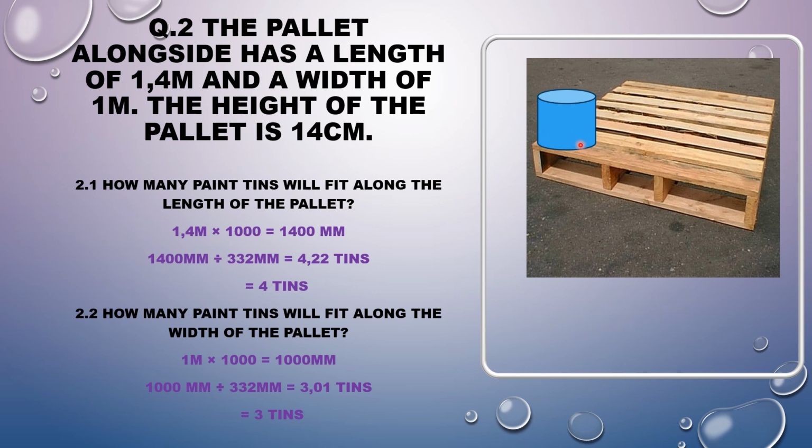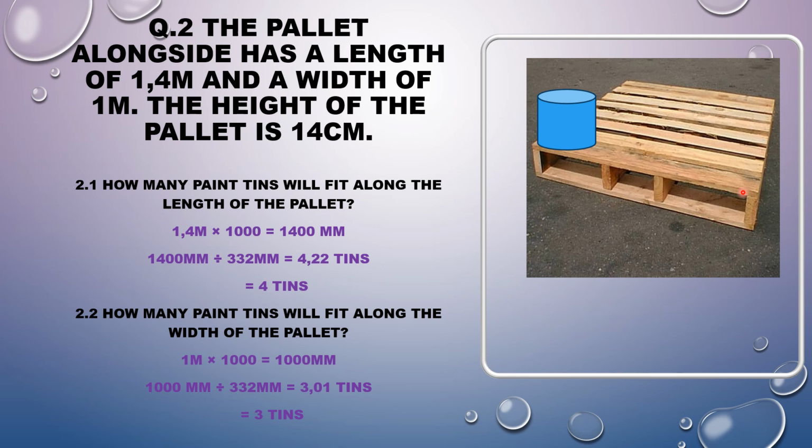One paint tin has a diameter of 332 millimeters. So I want to know 332, another 332. How many 332 diameter paint tins will fit across or along the length? So I'm going to say 1,400 divided by the diameter of one tin, and I get 4,22 tins. So I've got 1, 2, 3, 4 tins.